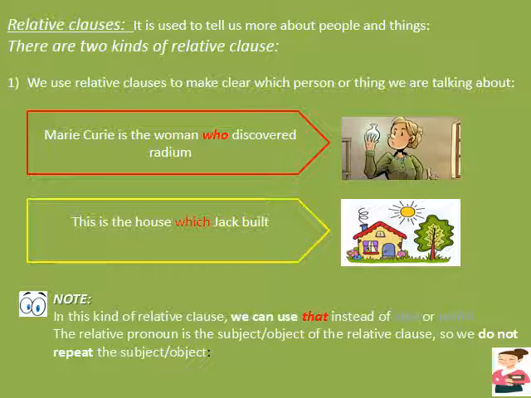It's important that you pay attention when you use the relative pronoun, because it is the subject or object of the relative clause. So, we do not repeat the subject and object. In the sentences, you can look at that you do not repeat Marie Curie, the name of the person, or the house, twice in the sentences.